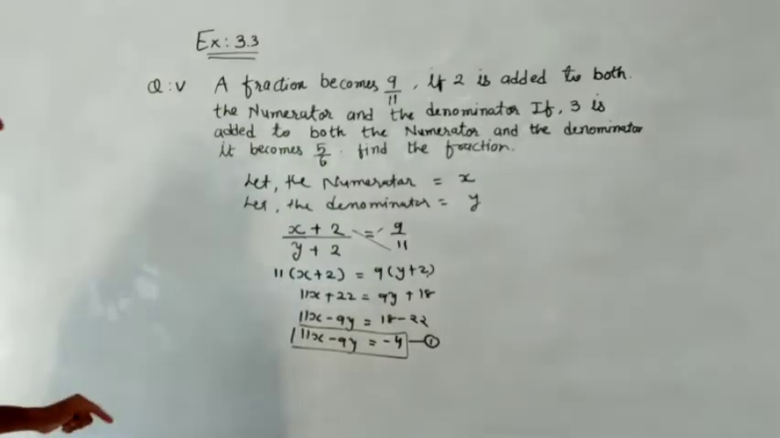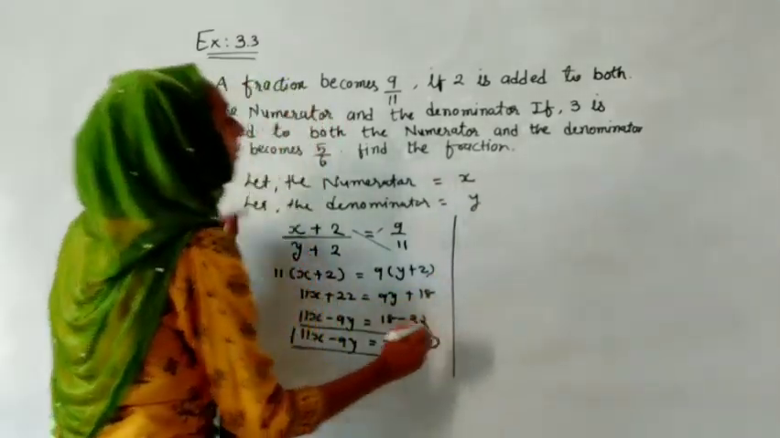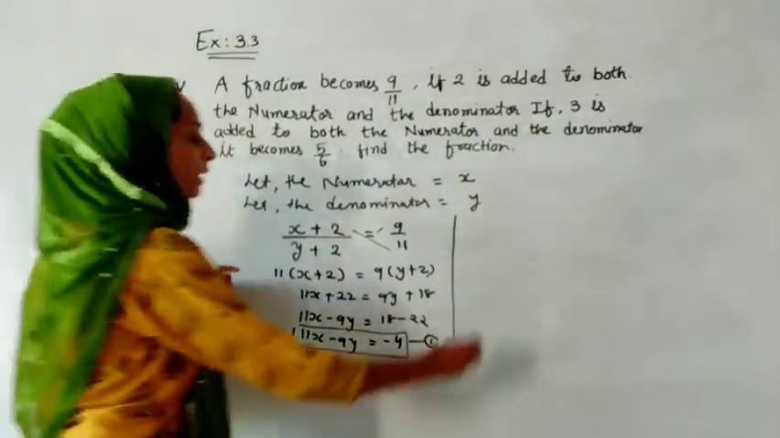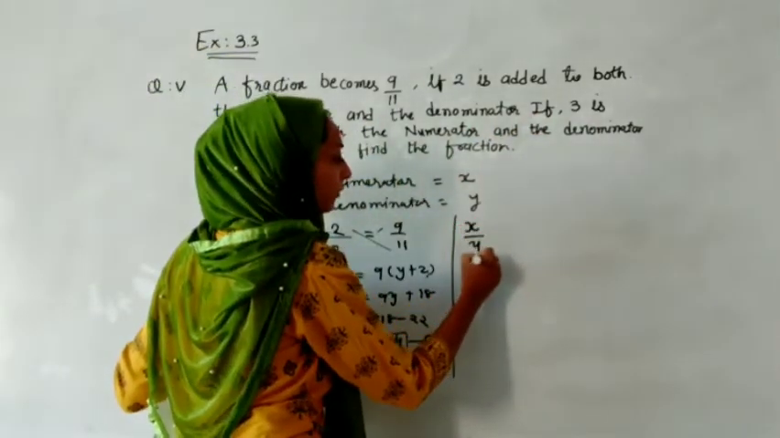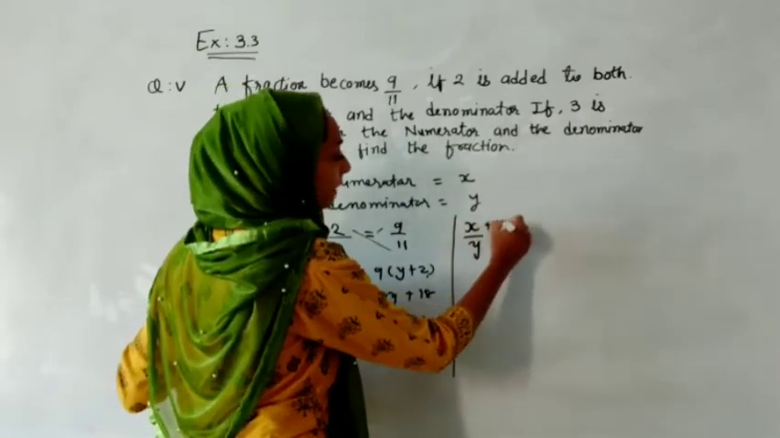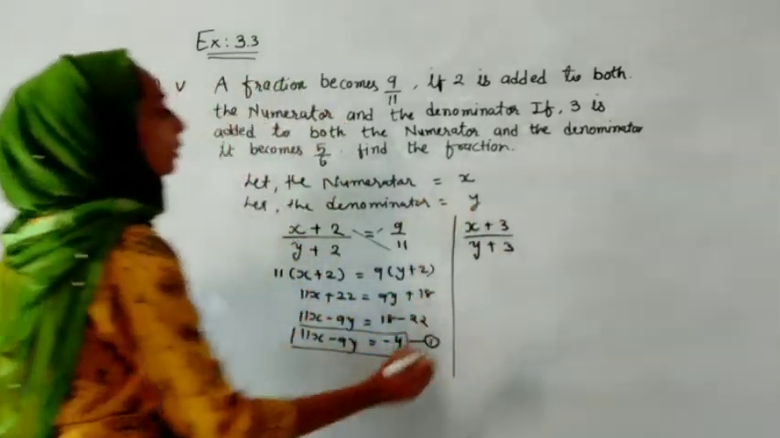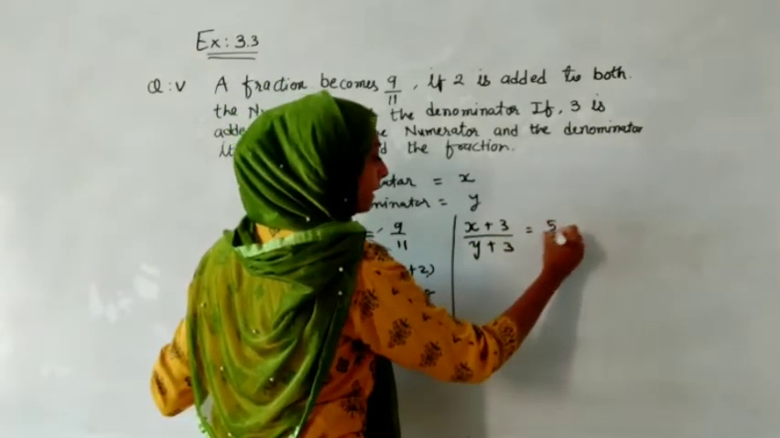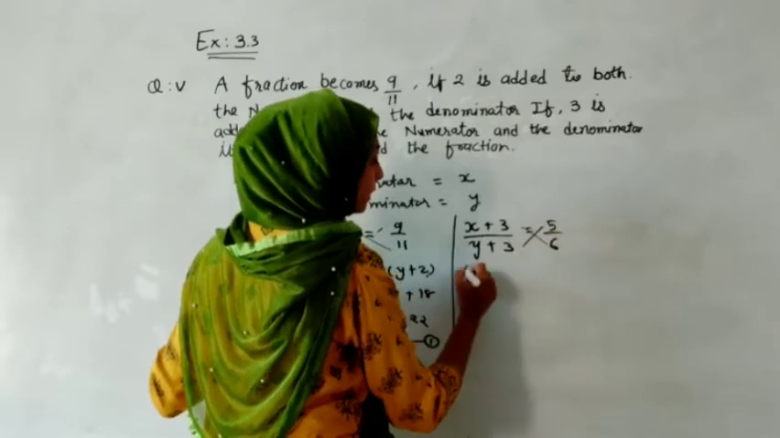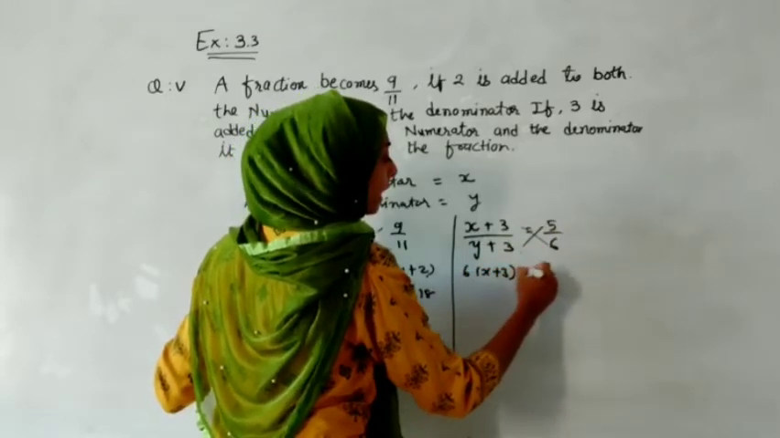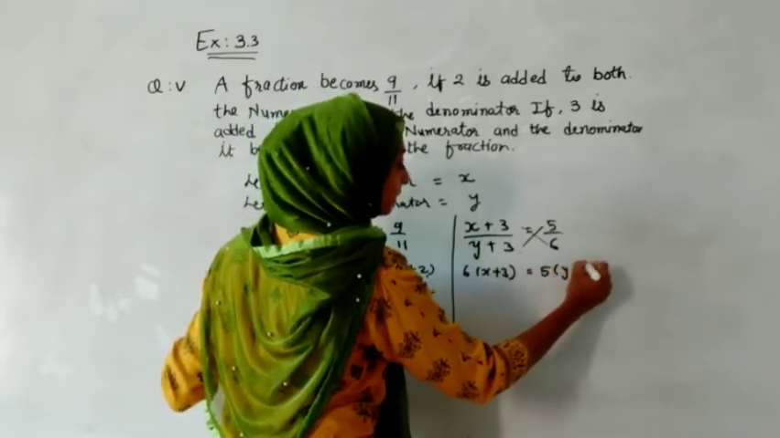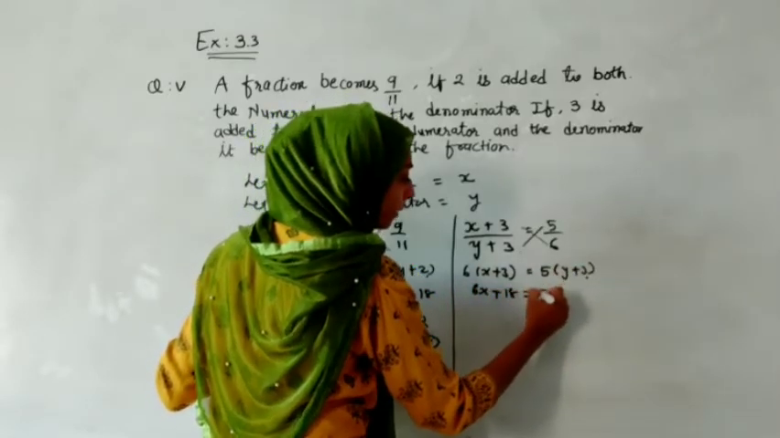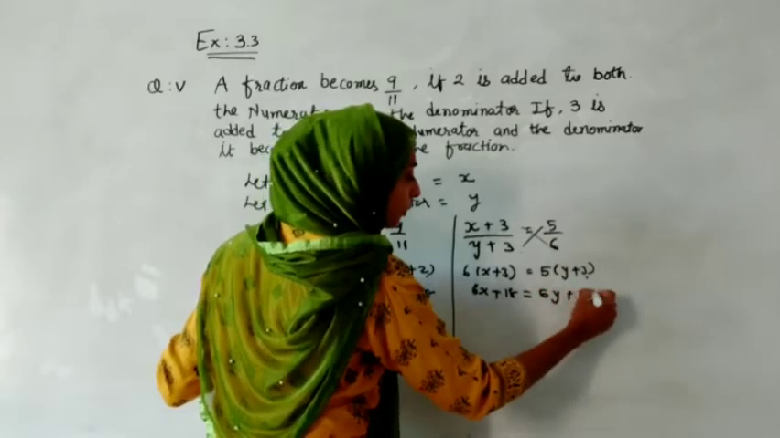Now we have to form equation number 2. So how will we form it? Here they are saying 3 is added to both numerator and denominator. Means if we are adding 3 on the numerator as well as the denominator, then our fraction will become 5 by 6. Then you have to do cross multiplication: 6 into (x plus 3) is equal to 5 into (y plus 3). So it will become 6x plus 6 3s are 18, equals 5y plus 5 3s are 15.